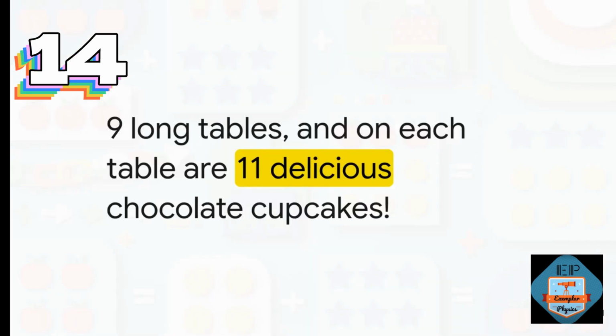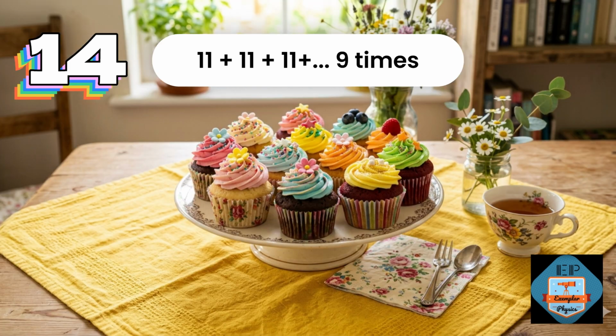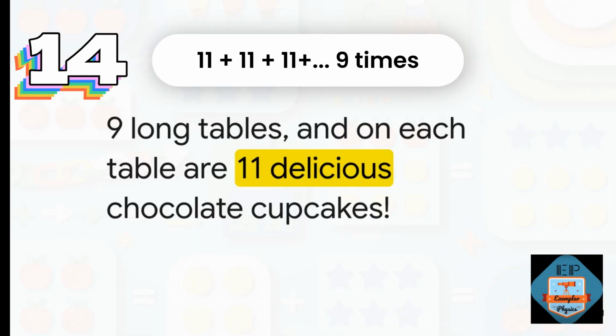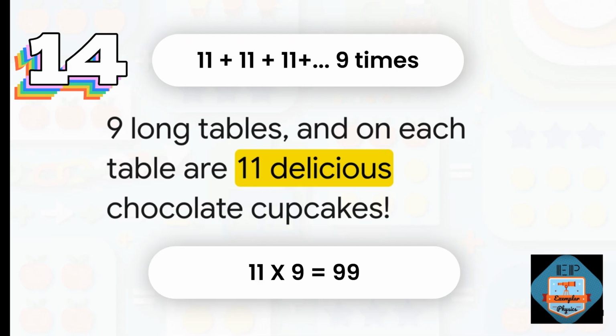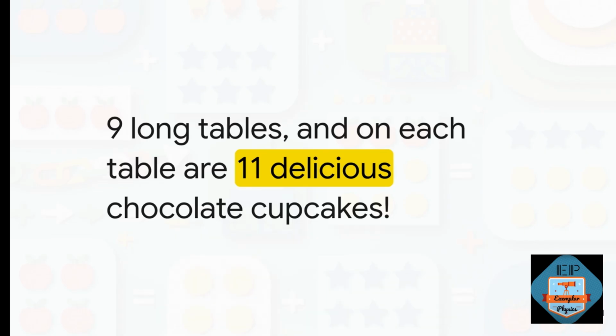Let's check out puzzle 14 from the map. 11 plus 11 plus 11, 9 times. Imagine 9 long party tables covered in these bright yellow tablecloths. And on every single table, a baker has placed exactly 11 delicious chocolate cupcakes covered in swirly frosting and rainbow sprinkles. Yum! That's 11 cupcakes added 9 times. I don't know about you, but my tummy is definitely rumbling just thinking about all this math.